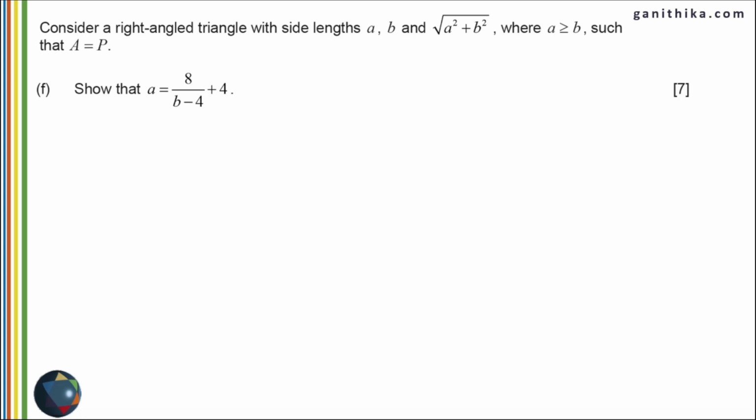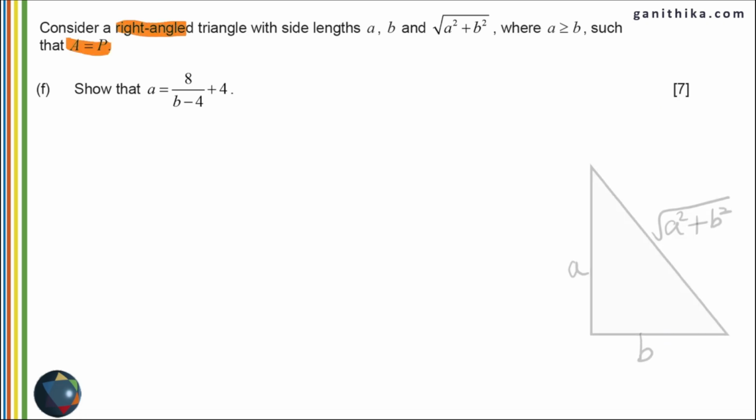Consider a right angle triangle with side lengths a, b and square root of a squared plus b squared. Obviously, using Pythagoras theorem, the hypotenuse is going to be square root of a squared plus b squared, such that the area is equal to the perimeter. We are still in the area equal to perimeter condition, but now we have moved on to a right angle triangle. In this case, it is not an equilateral triangle. We have to show that a equals an expression in terms of b, which means we have to find a in terms of b. Simply speaking, the condition is A equal to P and it is a right angle triangle.